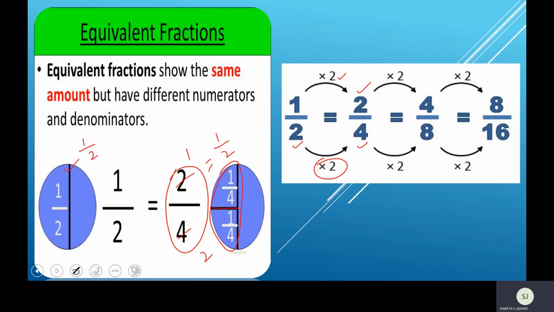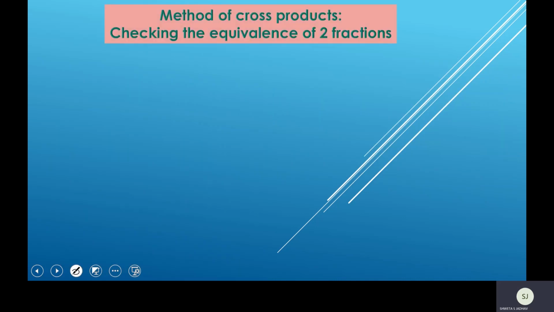It's not necessary to take only 2. We can consider 3, we can multiply the denominator and numerator with 3, and whatever number we get will be the equivalent fraction for the previous fractional number. I hope you are clear.